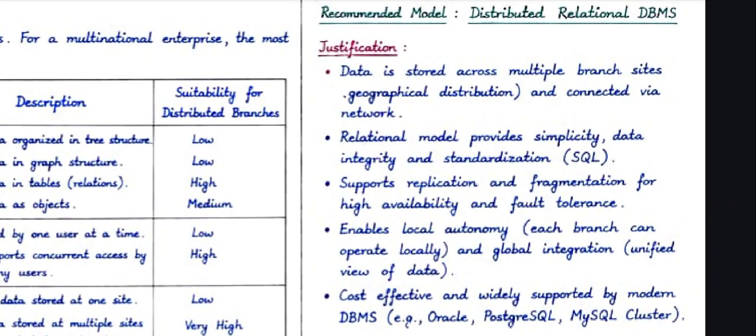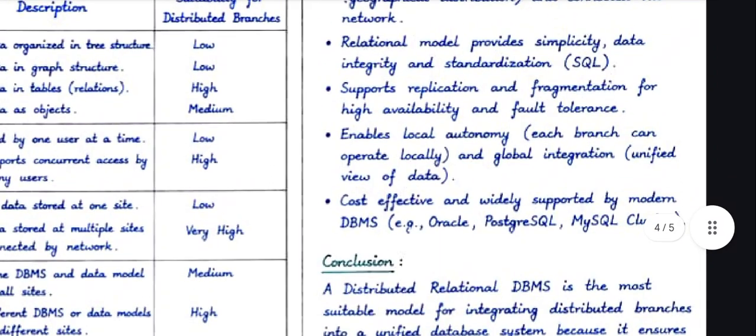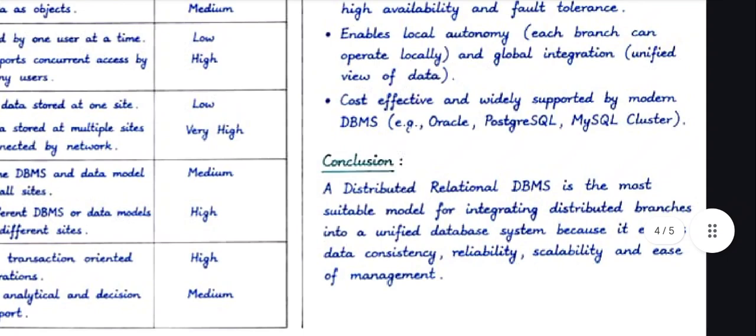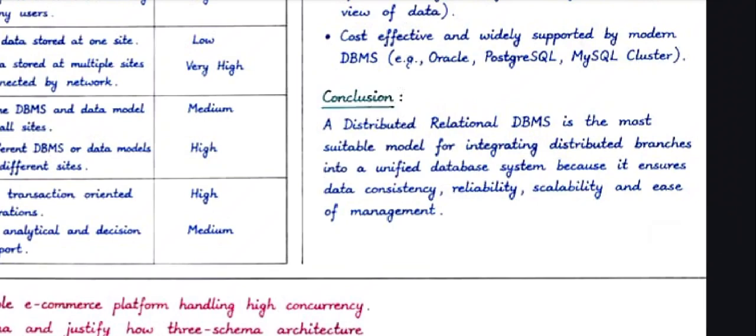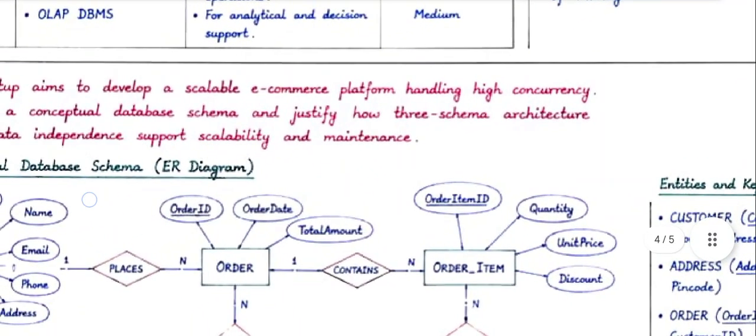Cost effective and widely supported by modern DBMS: Oracle, PostgreSQL, MySQL Cluster. Conclusion: the distributed relational DBMS is the most suitable model for integrating distributed branches into a unified database system because it ensures data consistency, reliability, scalability, and ease of management.